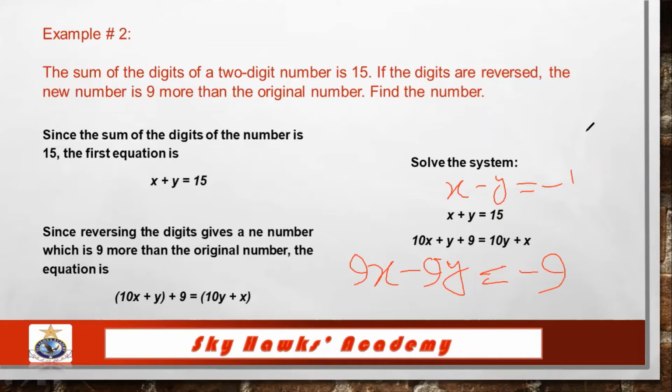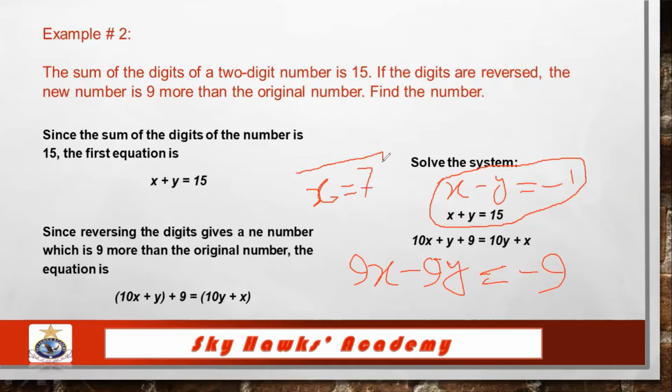So what we have to do is just add these two equations, one is this one and the second is this one. If you are adding, what is the answer? 2x is equal to 14. From here, x is equal to what? Adding these two, 2x is equal to 14, and x is equal to 7.